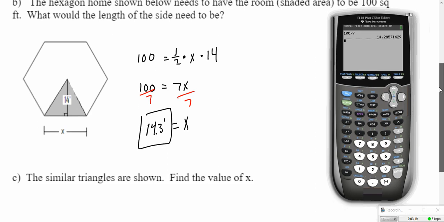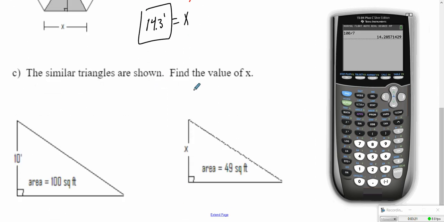And part C, similar triangles are shown. Find the value of x. So we've got the area ratio I could figure out is 49 for the small one to the big one, 100. And remember, area ratios are squares of length ratios. So I could do the square root of both of these. The square root of 49 is 7. The square root of 100 is 10. This would give me a length ratio.